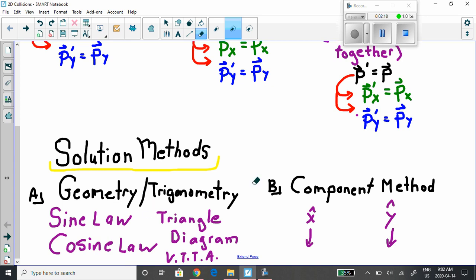The other type of solution is the component method. We've been using it all course, where we break down all of the momentum vectors into their x components, and we break down all the momentum vectors into the y components, x and y components, and move forward with a set of equations.